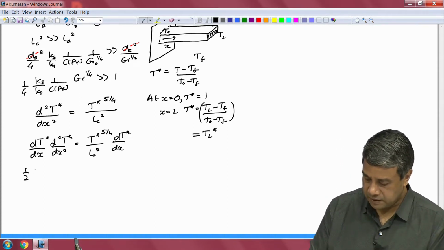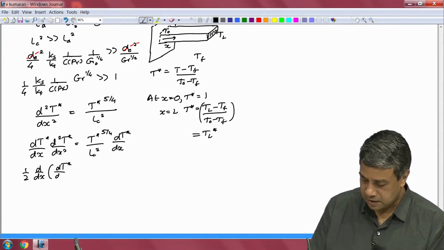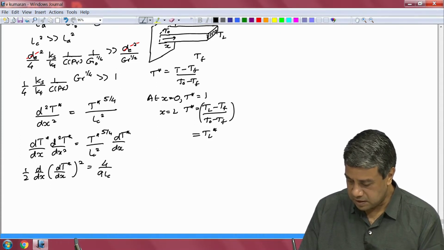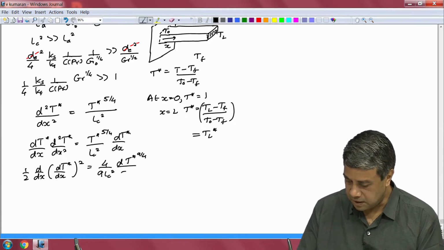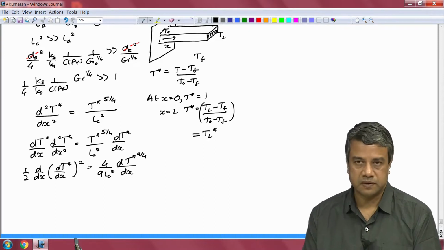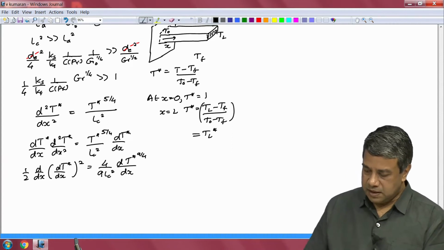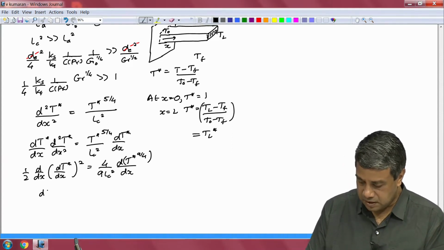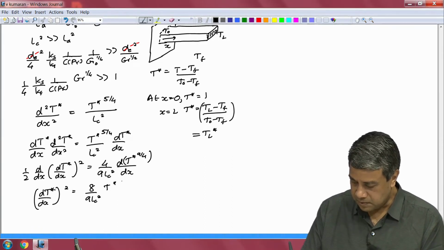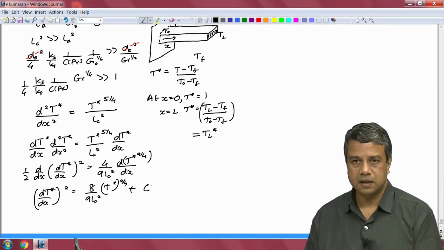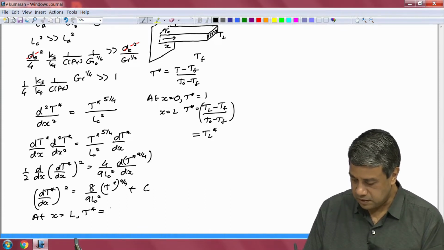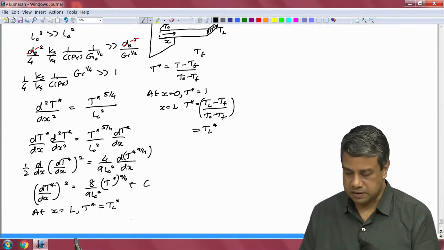You can see that the left side is half d by dx of dT by dx the whole square. The right side is 4 by 9 LC square dT star power 9 by 4 by dx. If you take the derivative of T power 9 by 4, you will get 9 by 4 times T power 5 by 4. And this equation can be integrated once with respect to x to get that dT by dx whole square is equal to 8 by 9 LC square, T star power 9 by 4, plus a constant. And that constant is determined from the condition that at x is equal to L, T star is equal to TL.